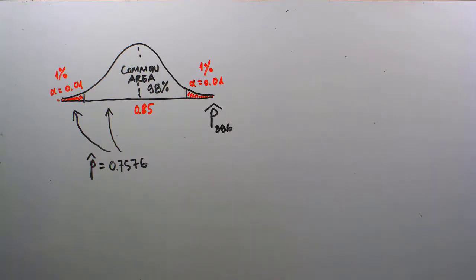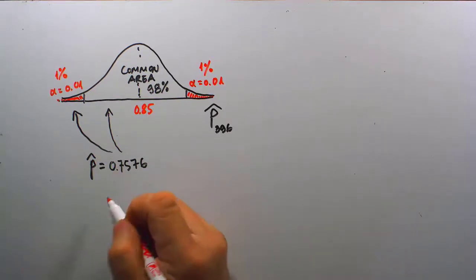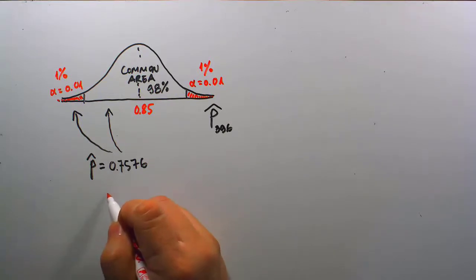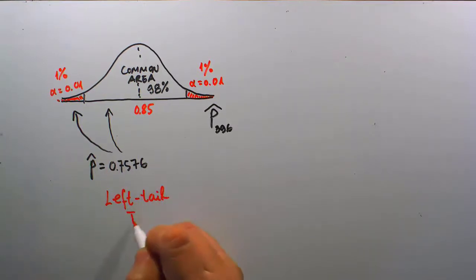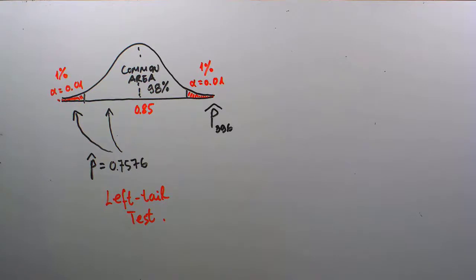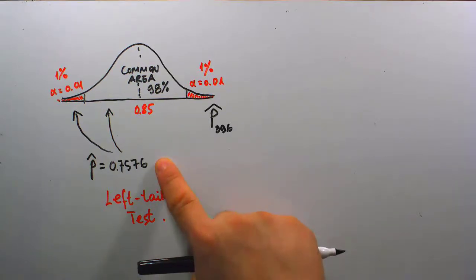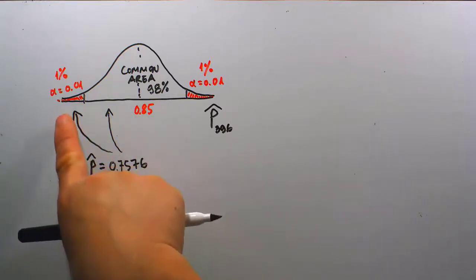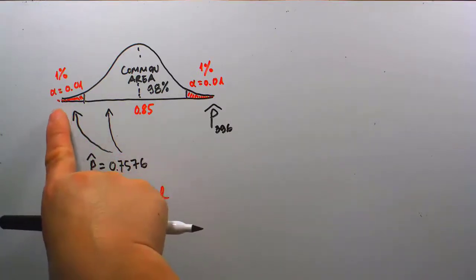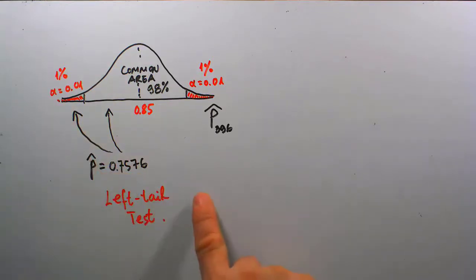This problem, this hypothesis test, is referred to as the left tail test. That's the true meaning of what a left tail test is. And I will explain the reason why we are particularly interested in whether or not our sample proportion falls into this left tail area after I put all the details here together.